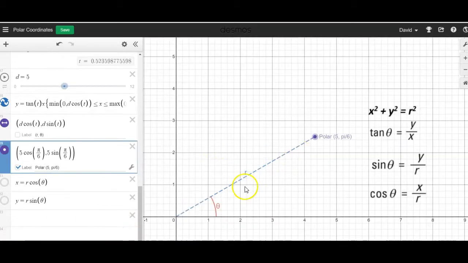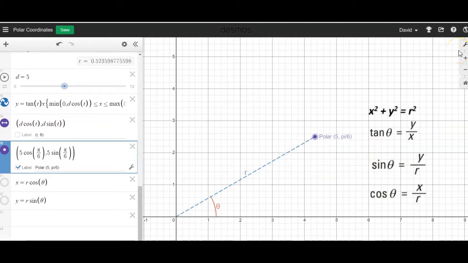So this time, let's say that I have the polar coordinate 5 comma pi over 6. Okay, and this is r, this is theta. Now notice the background, the grid, all these little things are squares. This is rectangular coordinates in the background.